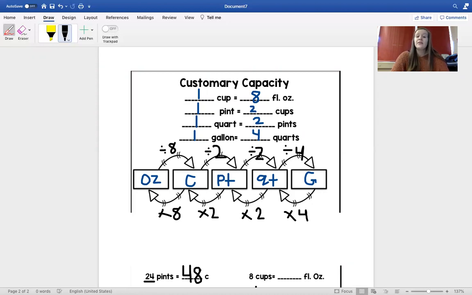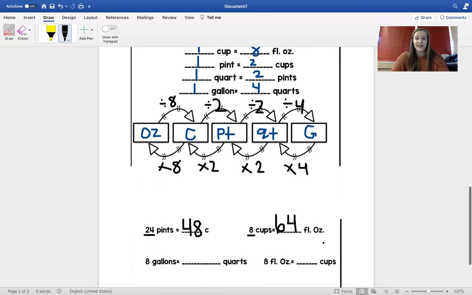If we go from 8 cups and we're moving to fluid ounces, we can start at cups, move to ounces, and we see that we cross that ×8 arrow. Well, we started with 8, and we know that 8 times 8 is 64. So there are 64 fluid ounces in 8 cups, which also makes sense because 1 cup is 8 ounces. We've got 2 more that we're going to do together really quickly.